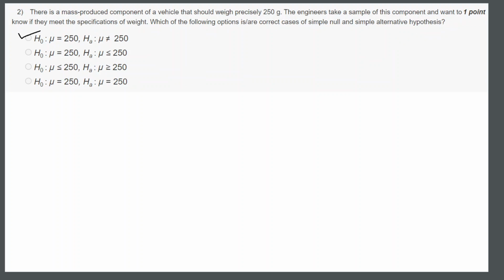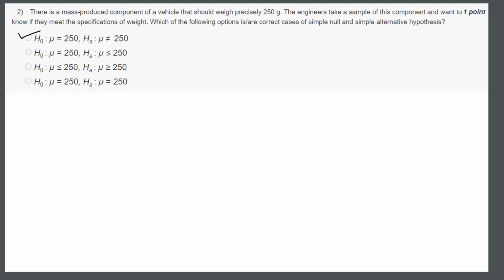Okay, moving on to the second question. A mass-procured component of a vehicle should weigh precisely 250 grams. I think 250 grams is nearly impossible for any vehicle, so assume that it is a small rover or something like that. The engineers take a sample of this component and want to know if it meets the weight specification. Which of the following options is correct in case of simple null and simple alternative hypothesis?